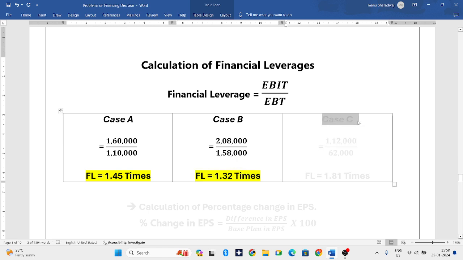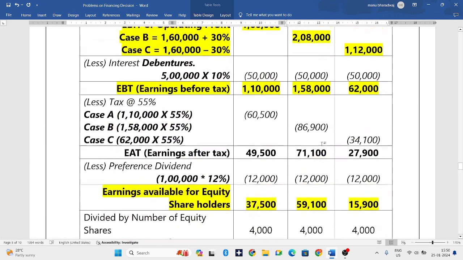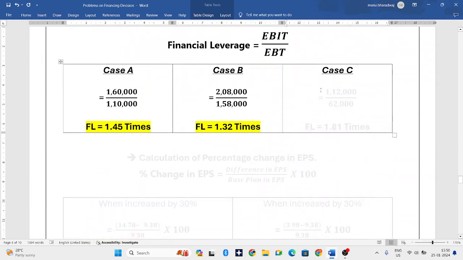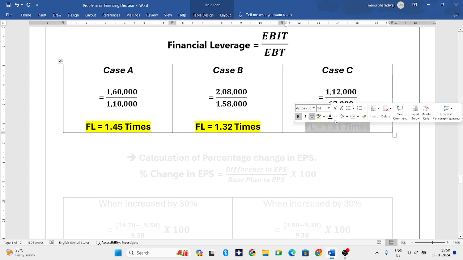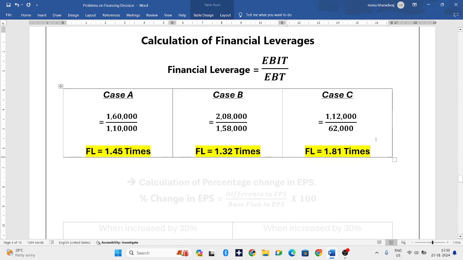Now when we speak about case C, the EBIT is 1,12,000 and EBT is 62,000. So 1,12,000 divided by 62,000 will give us FL, that is financial leverage. It is nothing but 1.81 times.